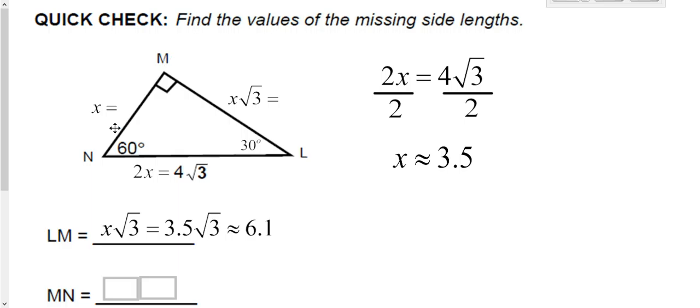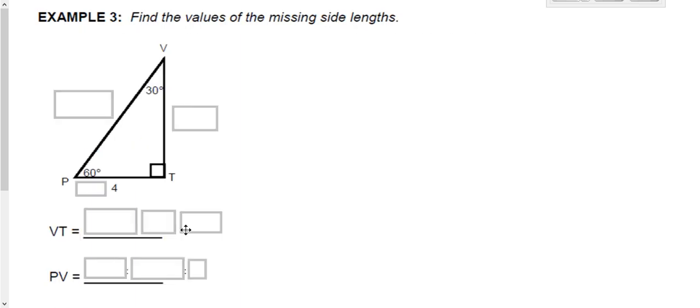Then our mn side is the easy one. It is just whatever x equals, and x equals 3.5 over here. We're done. We found those two sides. A few more examples, and then you'll be ready to do your practice.